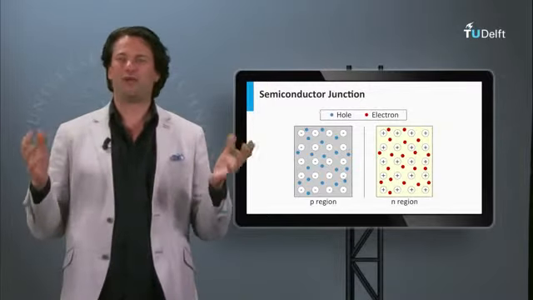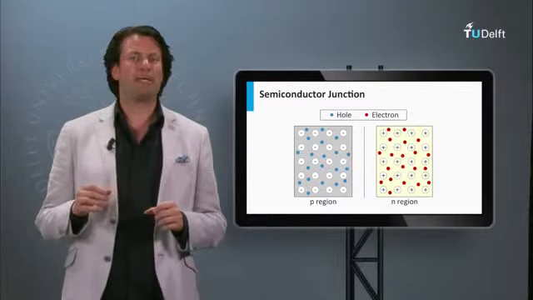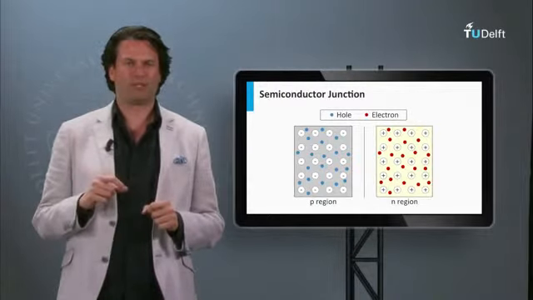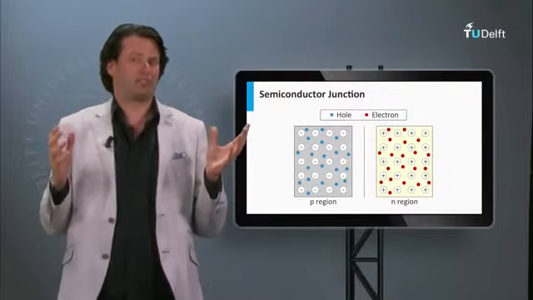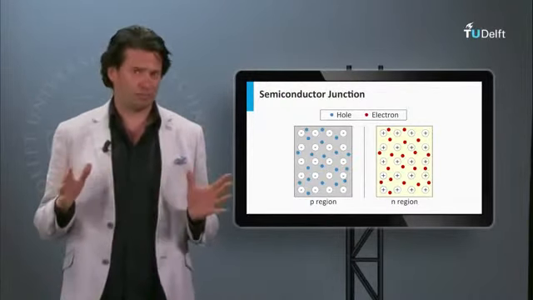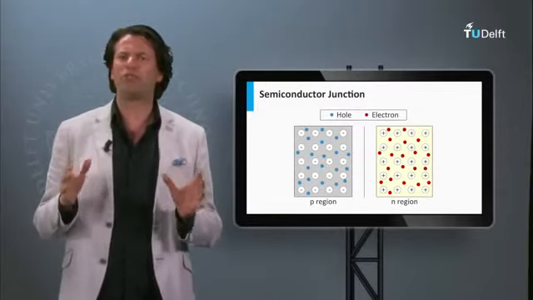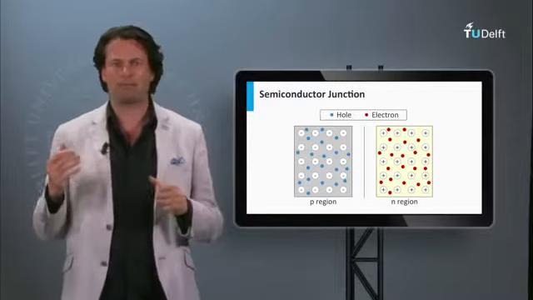Finally, we are going to build a solar cell. Most solar cells are based on a p-n junction. The question is, what is a p-n junction? Again, we take as an example the case for silicon. We have introduced the fact that semiconductors can be doped n-type and p-type.